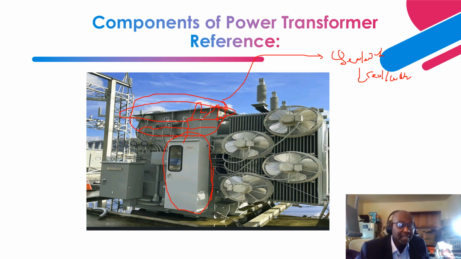For the temperature gauges, this is an example of the temperature gauges: the oil temperature gauge and the winding temperature gauge. And usually for the winding temperature gauge, we have one for the low voltage side and one for the high voltage side.